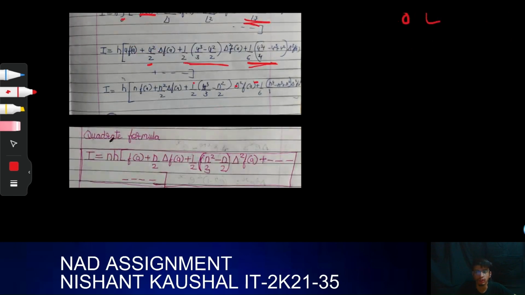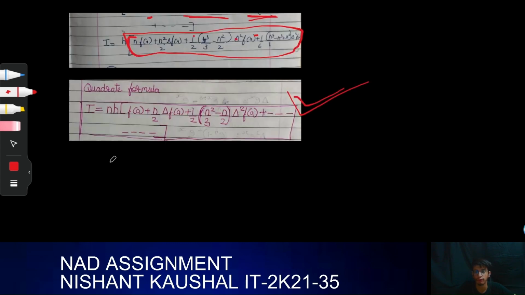So for the Gauss-Legendre quadrature formula, from these we can take n common. So our final formula will look like this, that is I equals nh [f(a) plus n upon 2 del f(a) plus 1 by 2 (n square upon 3 minus n by 2) del square f(a), and so on].